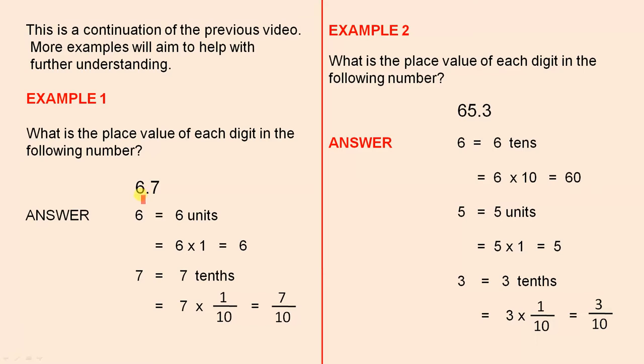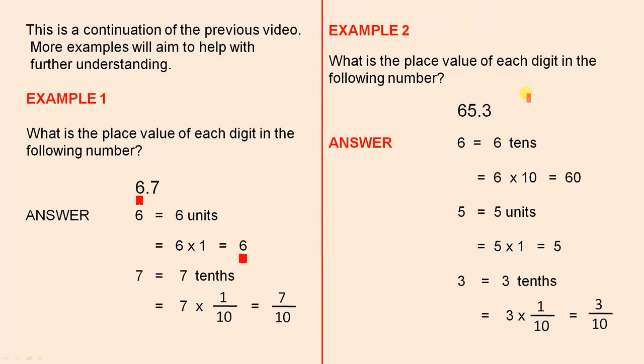Now, if you saw the previous video, this number here is in the units column. So it's 6 units, which is 6 times 1, so the value of that is actually 6. Here is our decimal point. Now the number directly to the right of the decimal point is in the tenths column, so it's 7 times 1 over 10, so it's 7 tenths. So the 7 is in the tenths column.